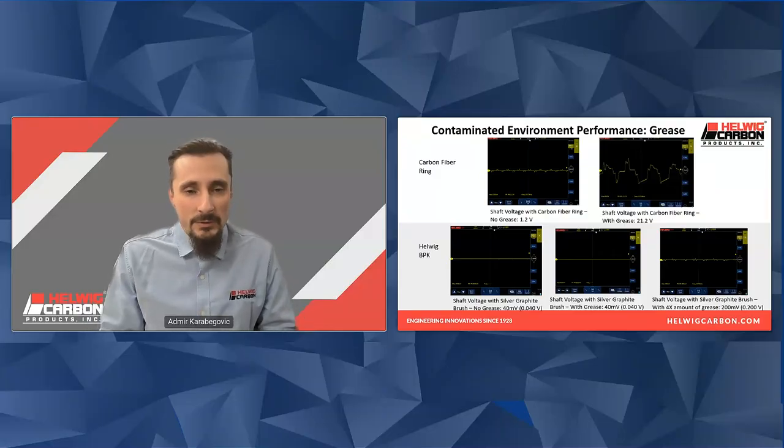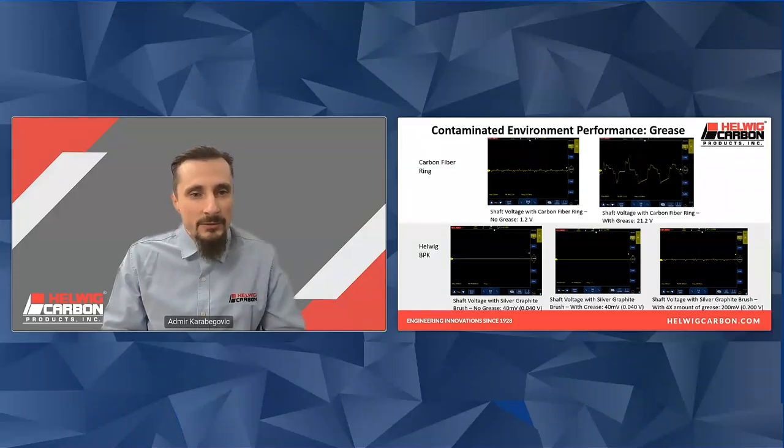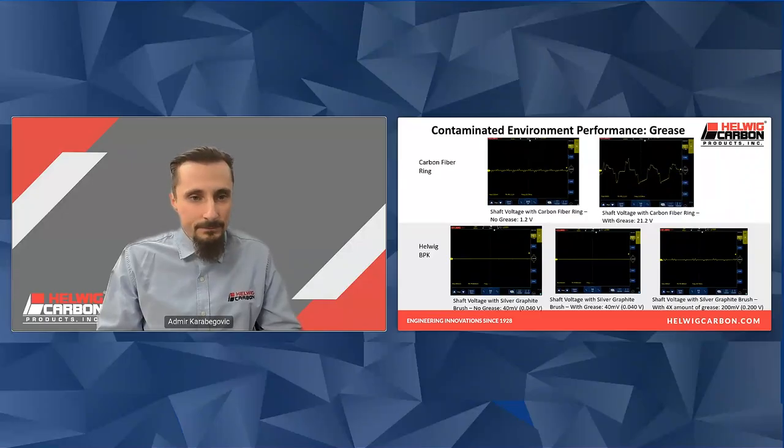Again, we do a lot of testing here. We did a test with grease using the carbon fiber ring as well as the Hellwig bearing protection kit. We started by running the kits on a clean motor with no grease, and the carbon fiber ring had about 1.2 volts peak to peak on that shaft, so you're in the safe zone there. Once we started introducing grease into the pathway of that fiber ring, the shaft voltages increased significantly to 21.2 volts peak to peak, which is certainly causing bearing damage.